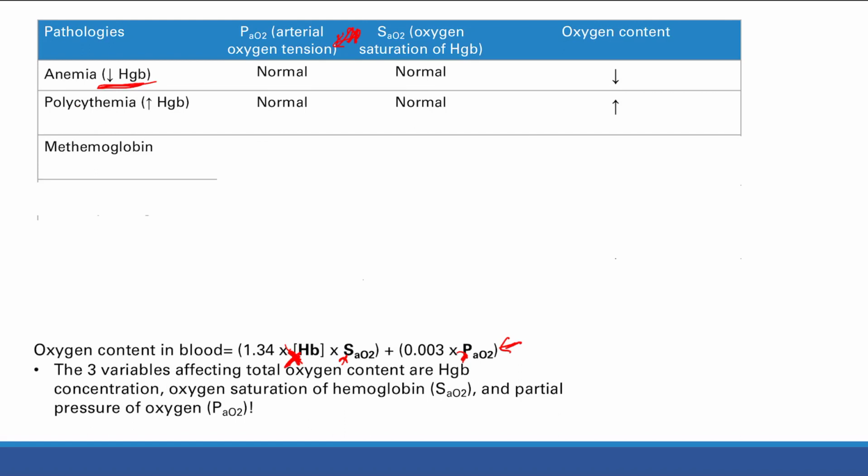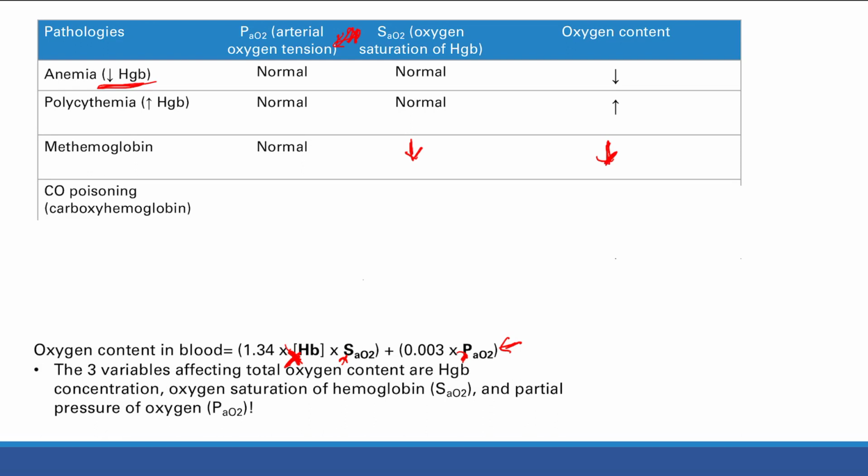Methemoglobin: what happens to the arterial oxygen tension? Again, it stays the same. What's going to happen to your oxygen saturation? Remember the problem in methemoglobin: oxidation of the iron leads to decreased oxygen affinity. If you have decreased oxygen affinity, saturation goes down, and if saturation goes down, oxygen content goes down.